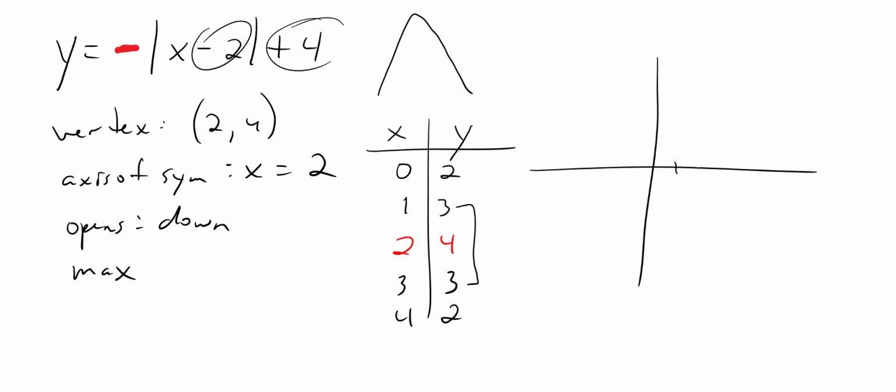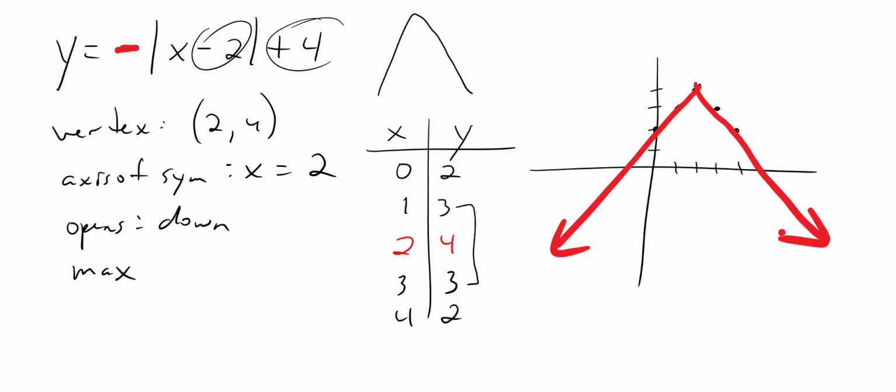Okay, it's good. So we got 0, 2, 1, comma 3, 2 comma 4, 3 comma 3, and 4 comma 2. Okay, and there and there. Sweet. All right, pretty easy stuff, right?